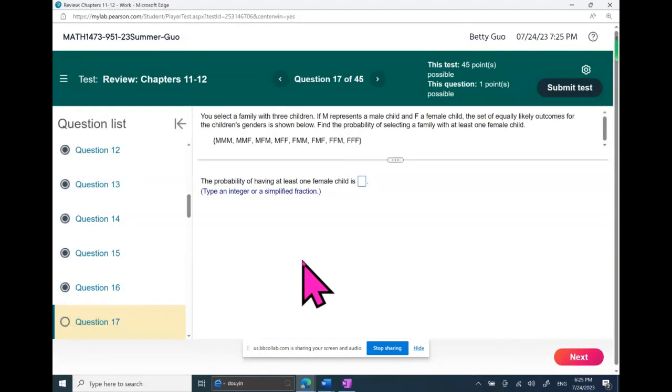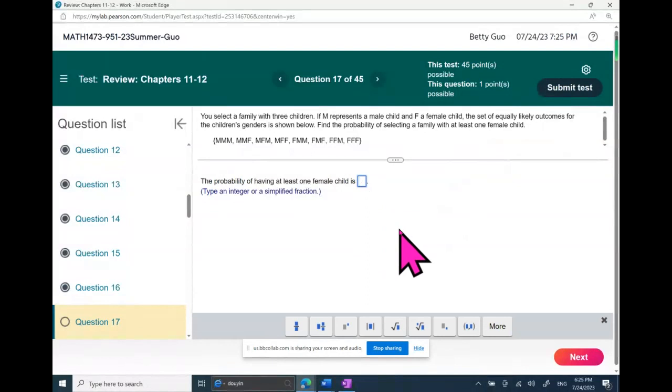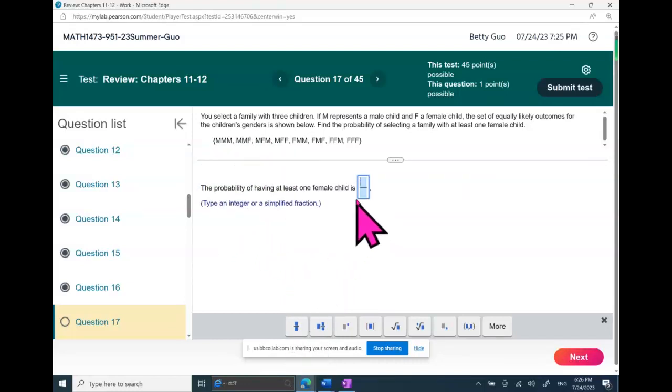Question number 17. You select a family with 3 children. If M represents male and F represents female, the set of equally likely outcomes for the children's genders is shown below. So this is a theoretical model. Find the probability of selecting a family with at least 1 female child. Similar to earlier, this time we have 8 outcomes in total in the sample space, because 2 times 2 times 2 is 8, based on the fundamental counting principle. So we have 8 as the denominator.